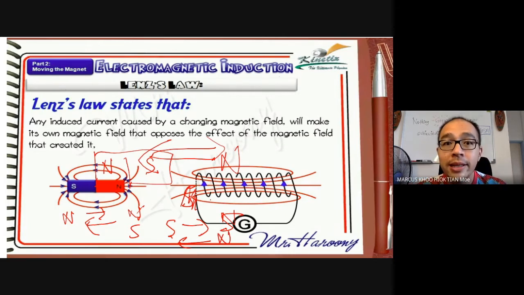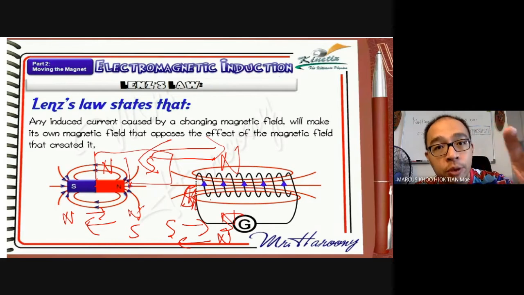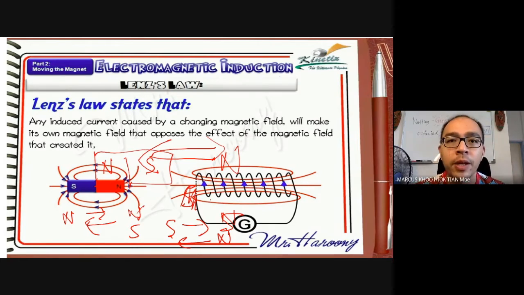And that's basically Lenz's law. Whatever magnetic field you're trying to either push in or push out, the solenoid is going to oppose that movement. Dia akan menentang pergerakan tersebut. Kalau kamu mau masukkan utara, dia akan jadi utara. Kalau kamu mau masukkan selatan, dia akan jadi selatan. Sebab dia tidak mau kamu masuk. Tapi bila kamu mau tarik keluar utara, if you want to pull out the north, dia akan jadi selatan. If you want to pull out the south, dia akan jadi utara.